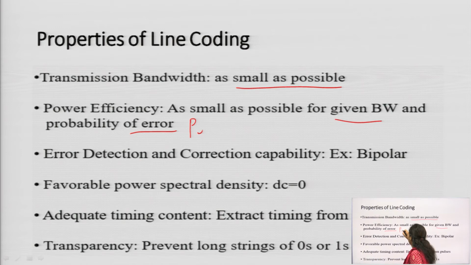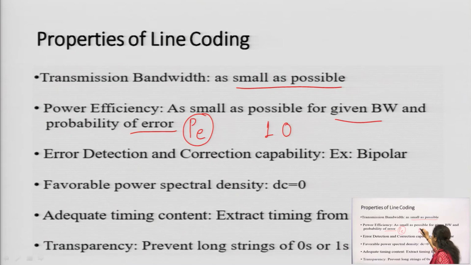What is probability of error? This is denoted by PE. Probability of error is associated with digital data. In case of digital or binary data, only 2 options are available, either 1 or 0. Any other option is not available. So, whenever bit 1 is transmitted and we have received 0, what is the probability of error? That has to be calculated. So, the power should be as small as possible for a particular bandwidth and probability of error.